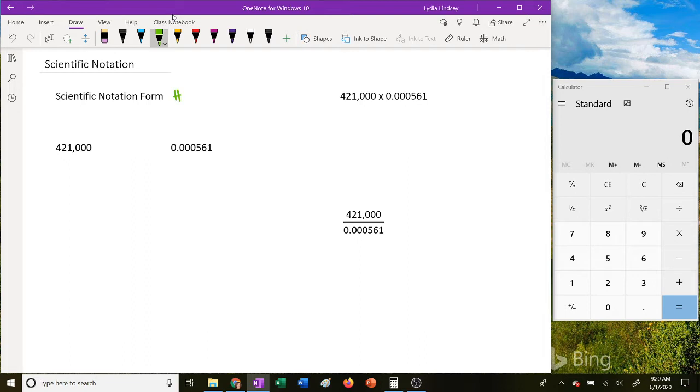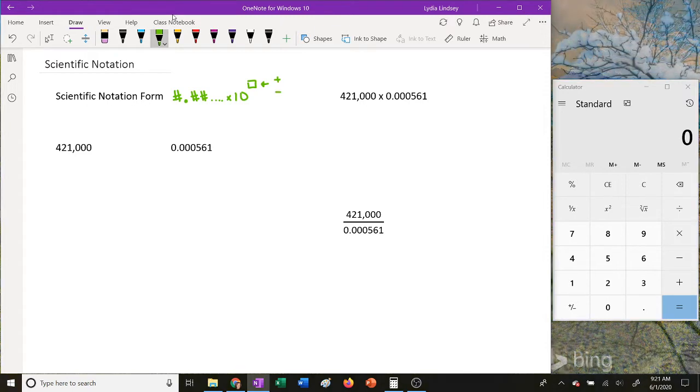It's always going to have a single number leading, followed by a decimal, and then we could have a bunch of numbers that are non-zeros, followed by 10 to some value. Now this value right here can be either positive or negative. If it's positive, we're talking about a large value, like measuring the distance to the moon. Whereas if it's negative, now note this number in front is never going to be a counting number.